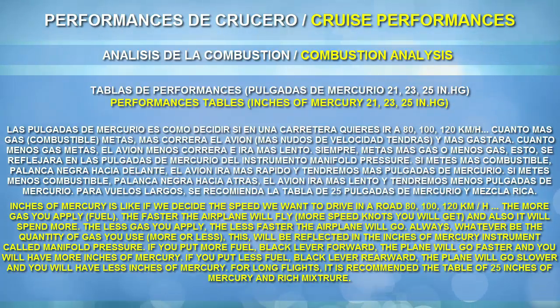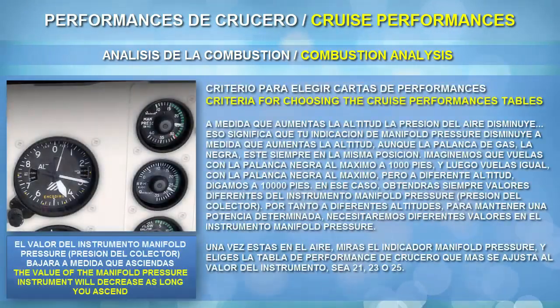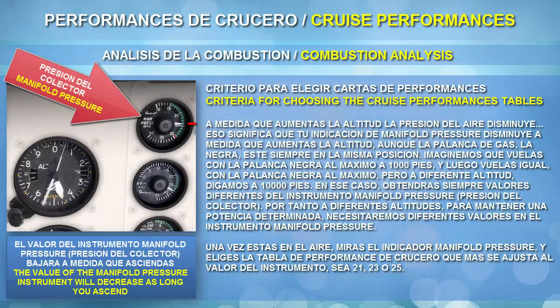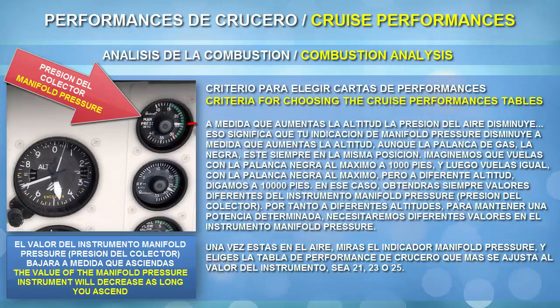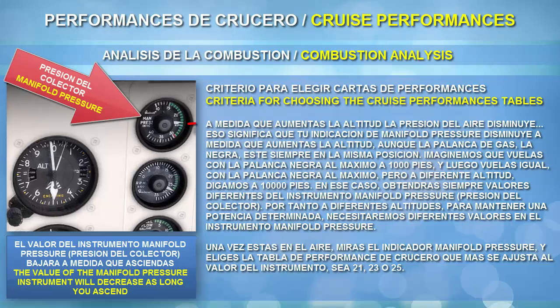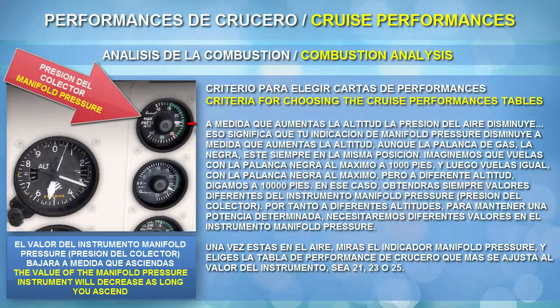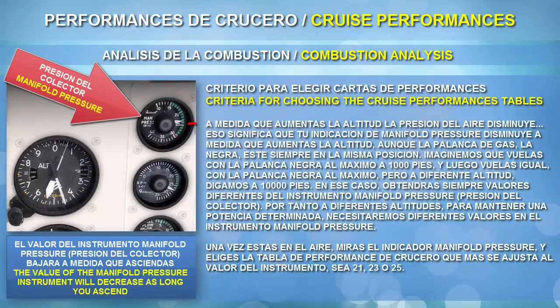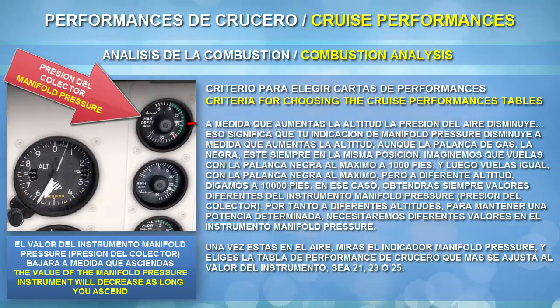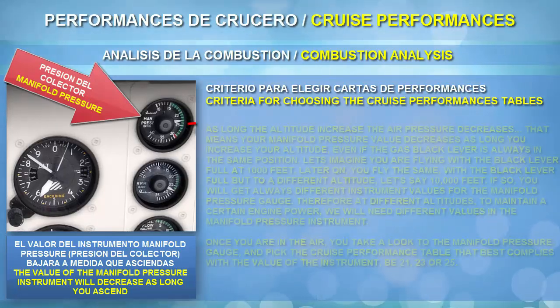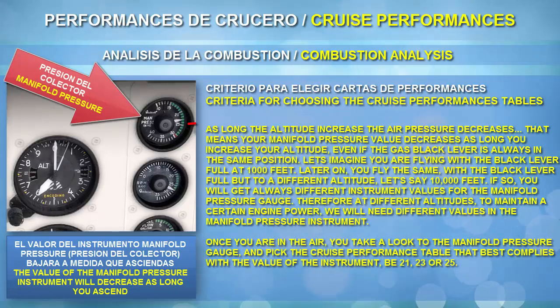So what cruise performance table should I use? The cruise performance table that is close to the manifold pressure value. And I am showing you here a different thing. See that red mark, please, and see also the altimeter. You know what happened? The value of the manifold pressure instrument will decrease as you ascend, because the air pressure is decreasing. So even if you have the black lever at the maximum, the manifold pressure value will decrease. As the altitude increases, the air pressure decreases. That means your manifold pressure value decreases as you increase your altitude, even if the gas black lever is always in the same position.